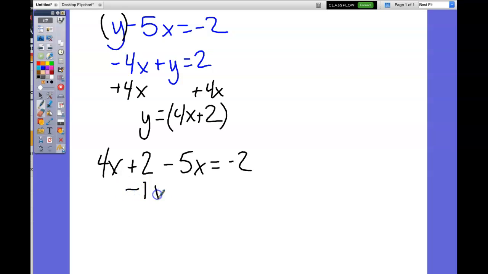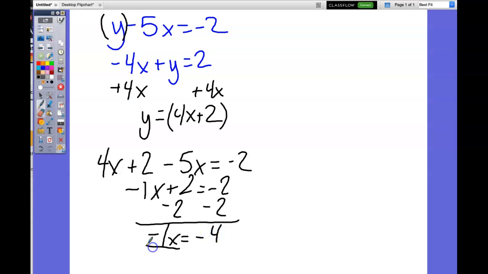Negative 1x plus 2 equals negative 2. Then I would subtract 2, negative 1x equals negative 4, divide by negative 1, x equals 4. Okay, so now that I know what x is, I call for another sub, and I plug it into this equation.